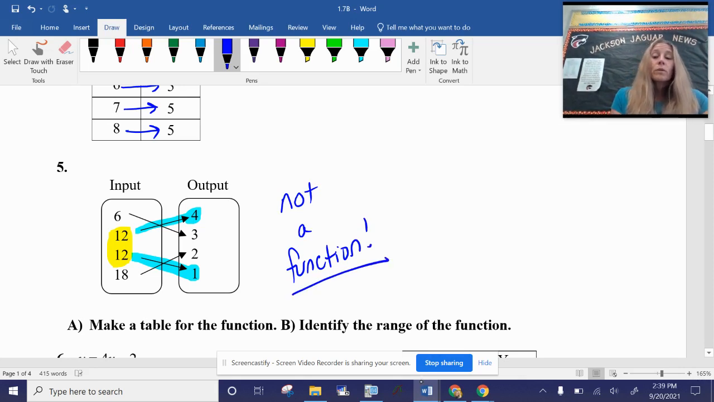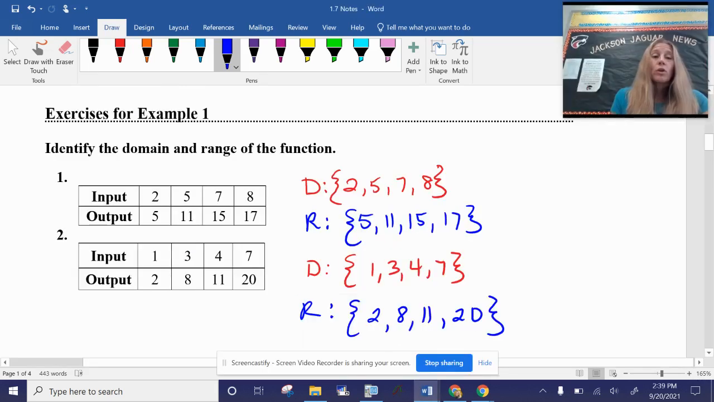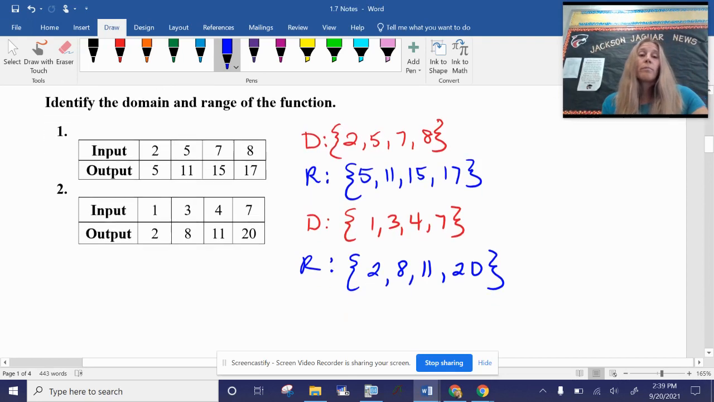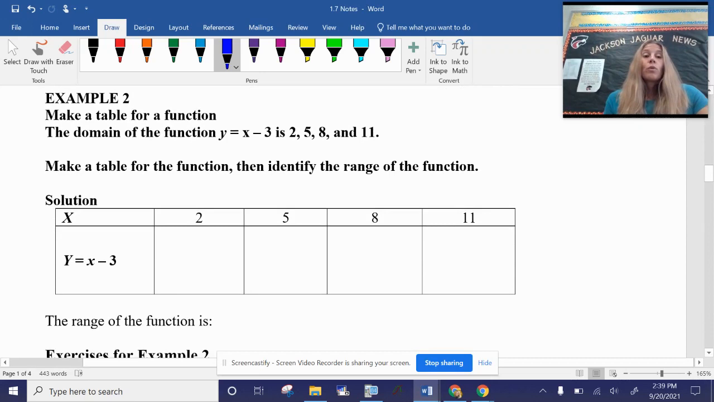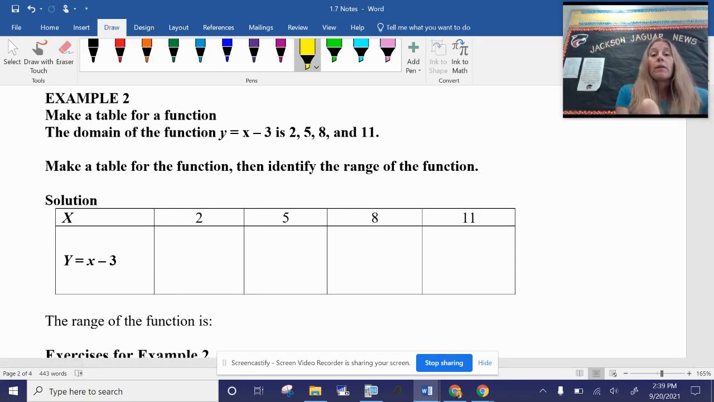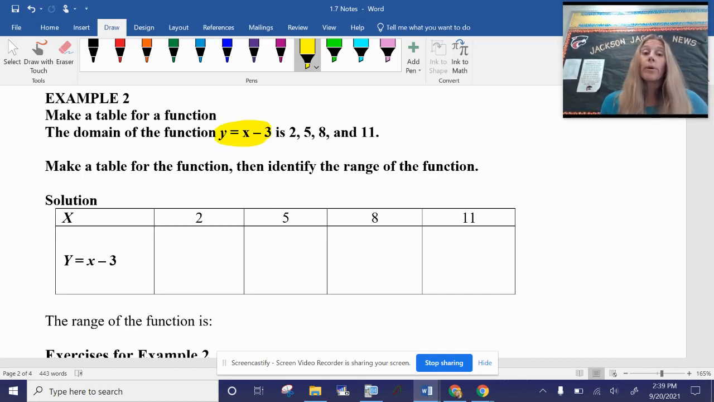Okay, so now we're going to go back to the other page and we're going to talk about how to make a function table. So first of all, we need a function to draw a function table. And a function is basically like an equation, but it's a specific equation where we know each input will only have one output. So my function equation here is y equals x minus 3.